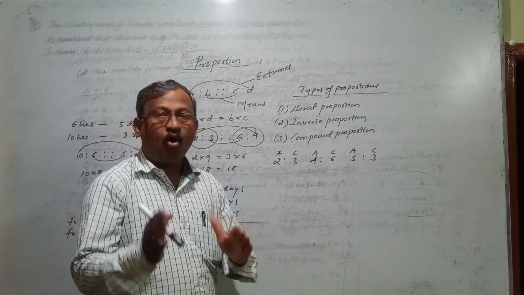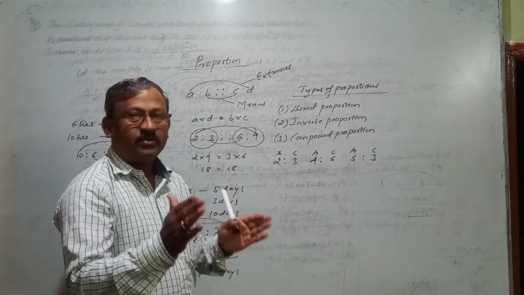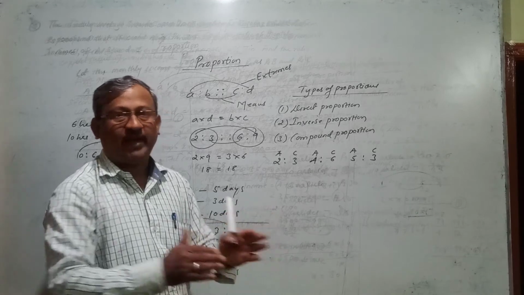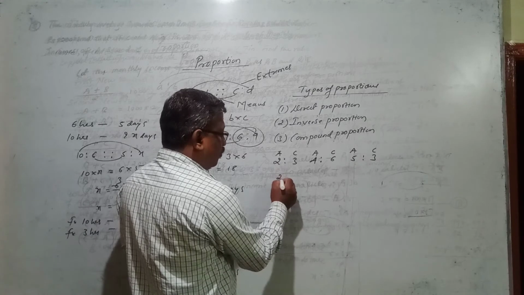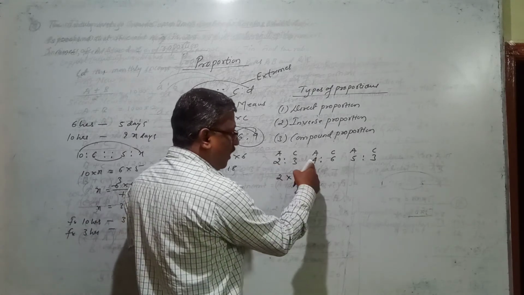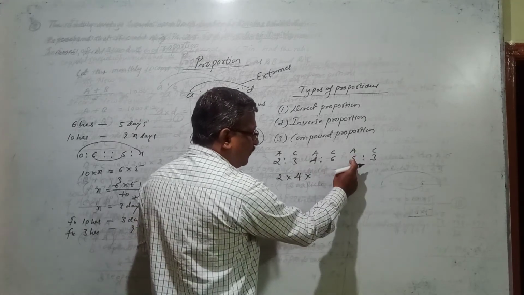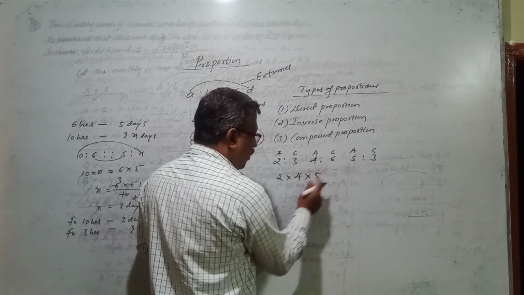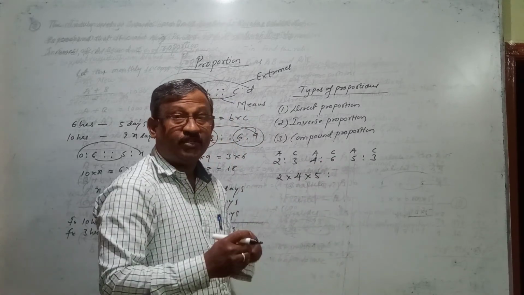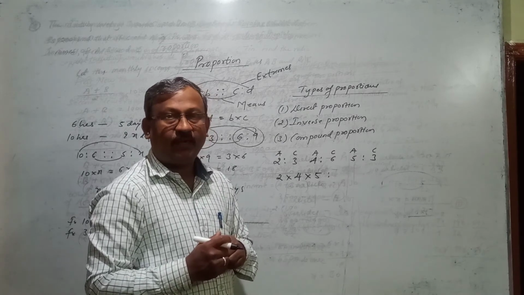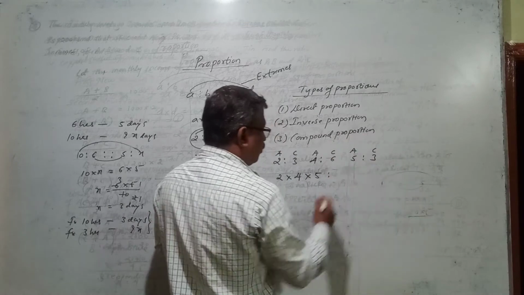You have to multiply all antecedents on one side and consequents on another side. Take all antecedents separately on one side and consequents on the other side. The antecedent of the first ratio is 2, multiplied by the antecedent of the second ratio, 4, into the antecedent of the third ratio, 5. So multiply all antecedents on one side, and we get the new antecedent.